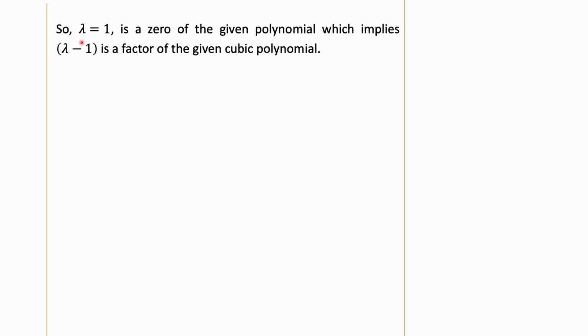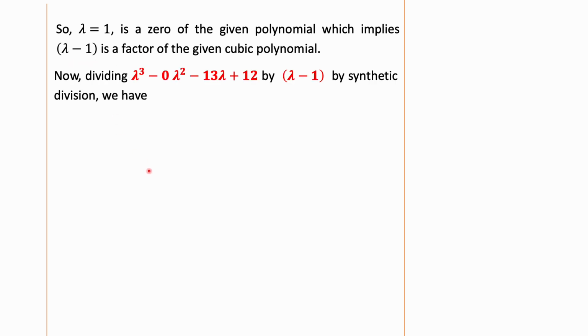So I am saying here lambda equal to 1 is the root. Lambda minus 1 is a factor. Now dividing the equation lambda cube minus 0 lambda square minus 13 lambda plus 12 by the factor, by synthetic division we have. Now we want to reduce this cubical equation into a quadratic equation, right? So we want to divide the equation here by one of its roots.